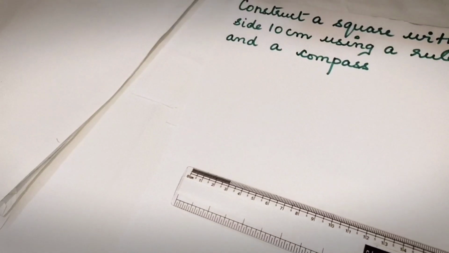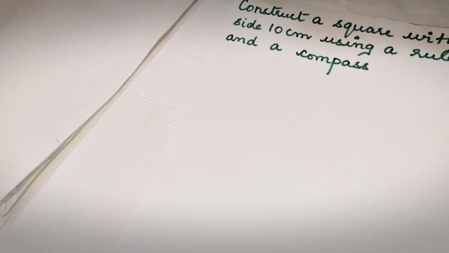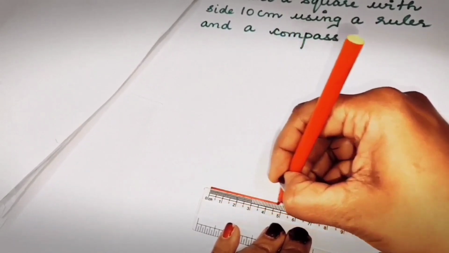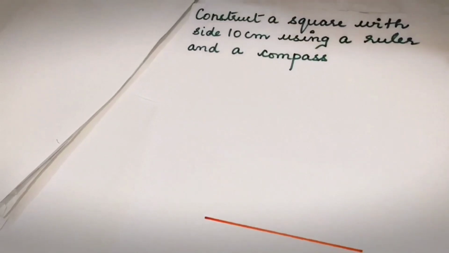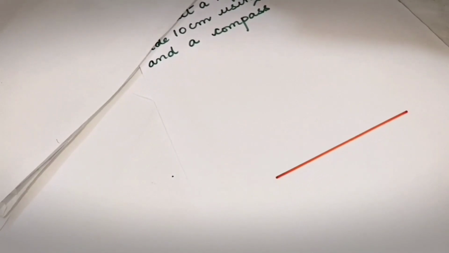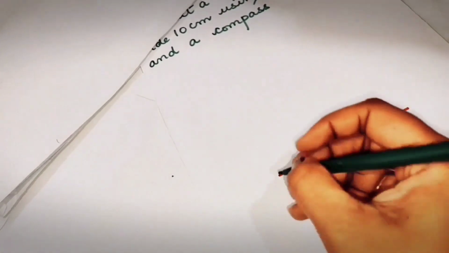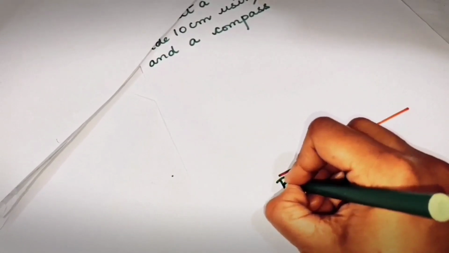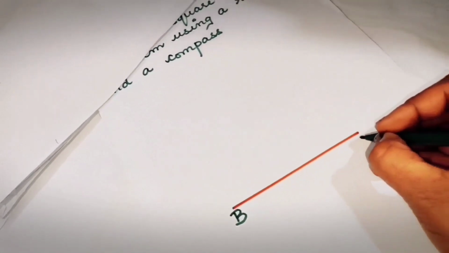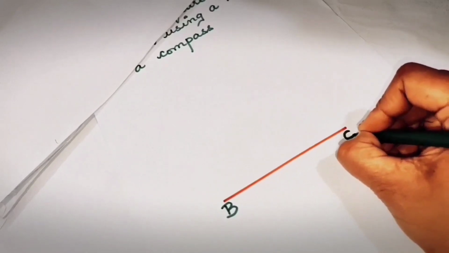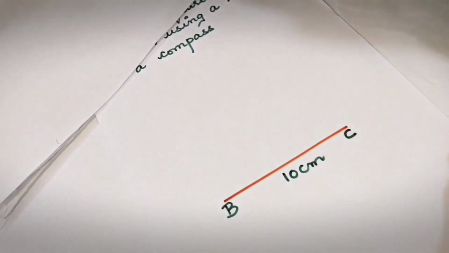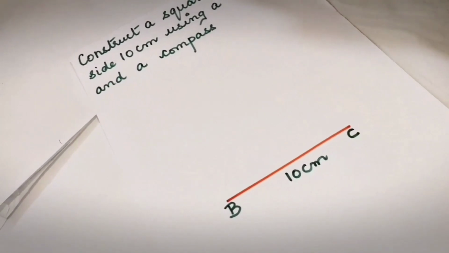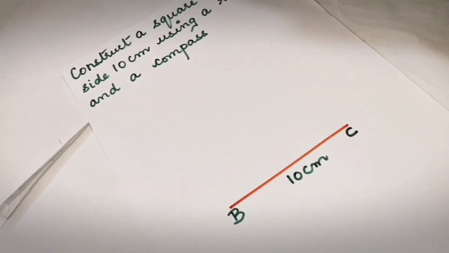Let us construct the first side of the square. So draw a line segment of length 10 centimeters. Let it be called BC and we will mark 10 centimeters on that line segment. Now we have to draw 90-degree angles at B and C.